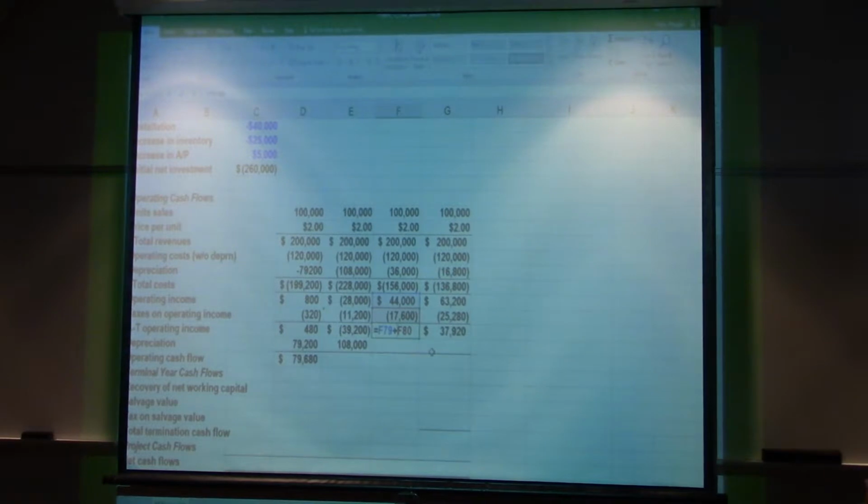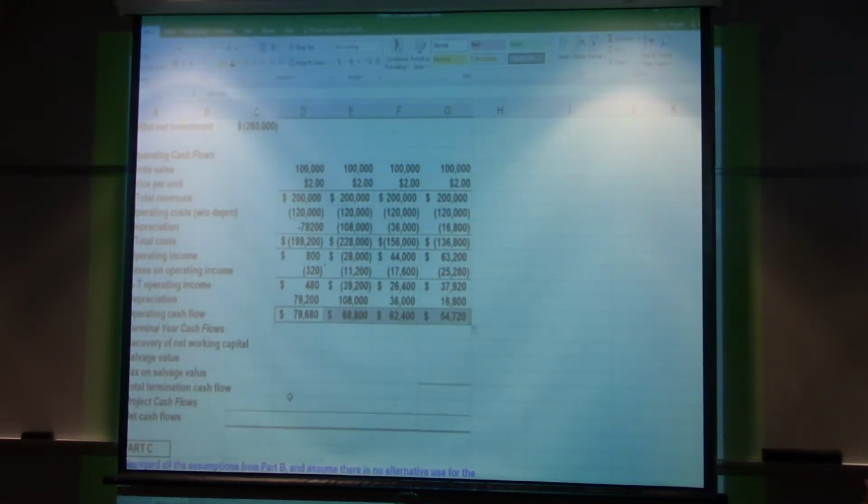Because the taxes are showing up as negative, I add the negative tax into the operating income. Yeah, you're right. It looks right to you guys? Okay. Is that right? Yeah, I don't know either. That looks good. I don't have the answer with me. Is that what you guys got? It looks good.